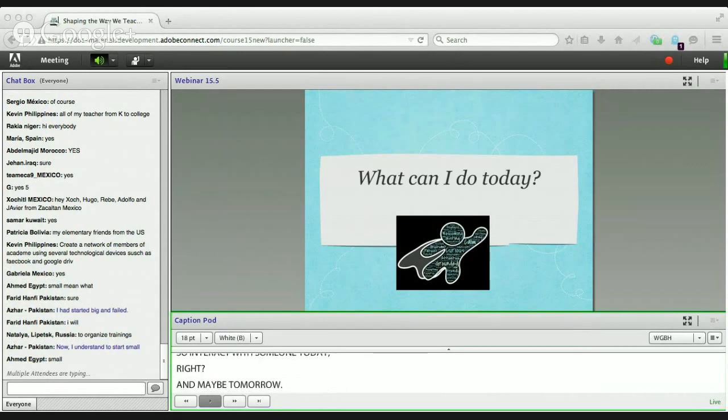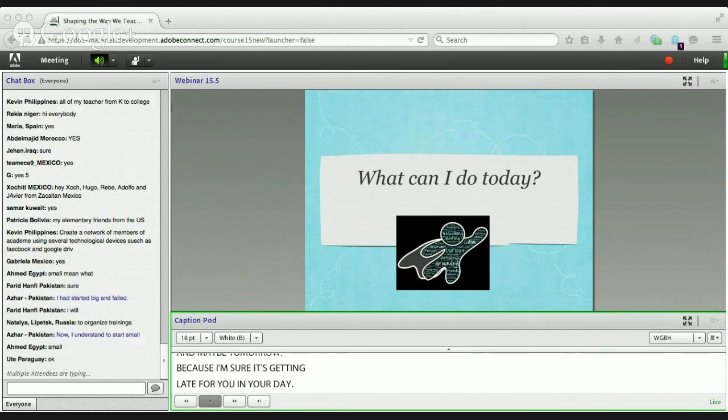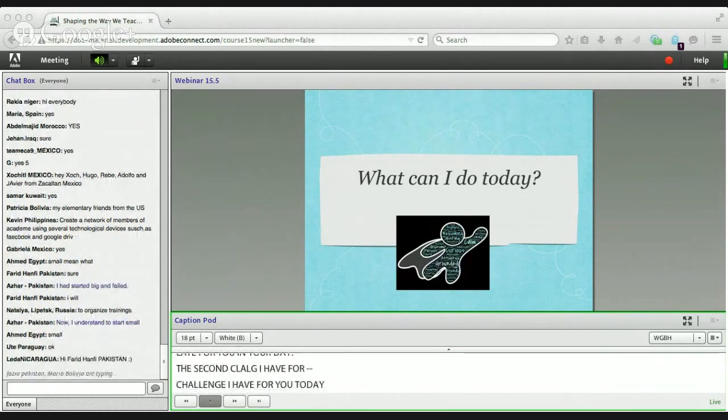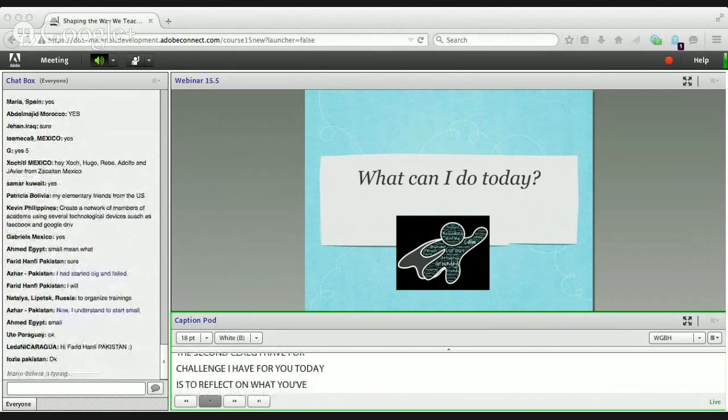The second challenge I have for you is to reflect on what you've been doing lately and see if you can ask a colleague to take a look and discuss your reflections, right? This can be on a myriad of things. It could be on your teaching. It could be on your assessments. It could be on anything.